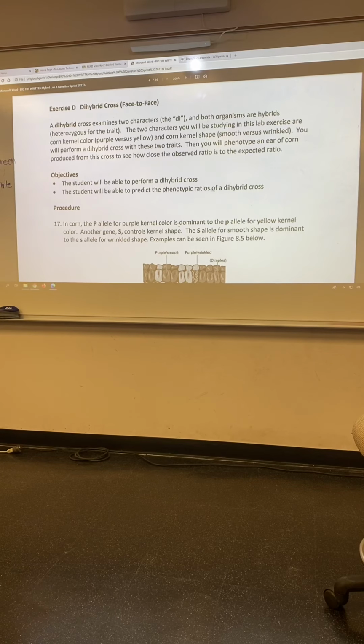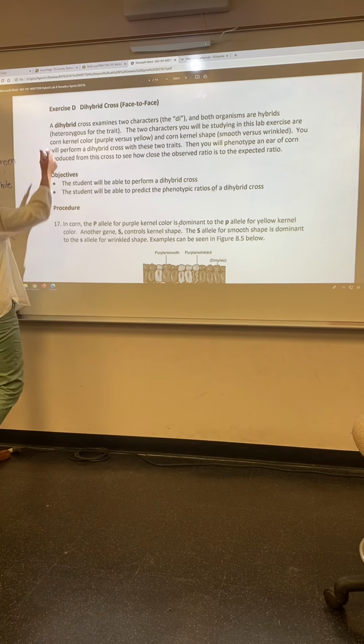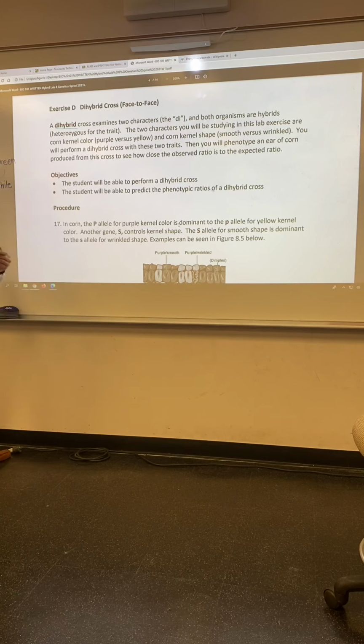Okay, so now what we did in the Punnett square was a monohybrid. Now we're going to be talking about a dihybrid. And what we mean by di is we're going to have two characters. Both organisms are hybrids, or heterozygote, for that trait. The two characters you will be studying in this lab are the corn kernel.